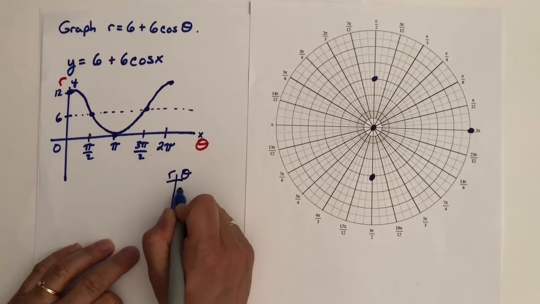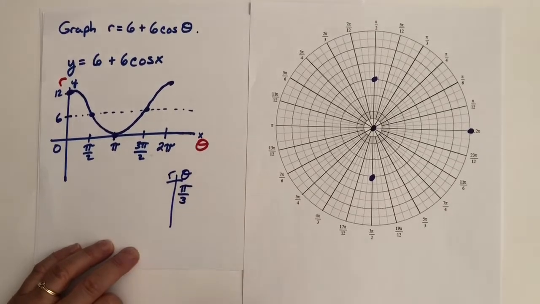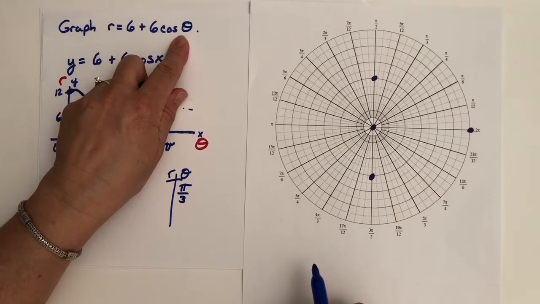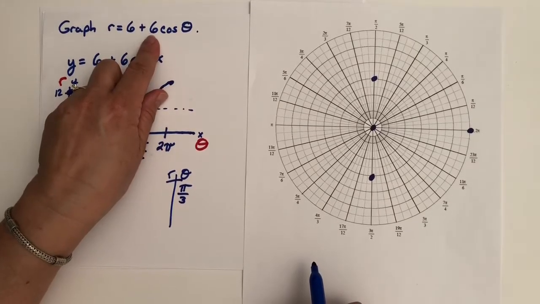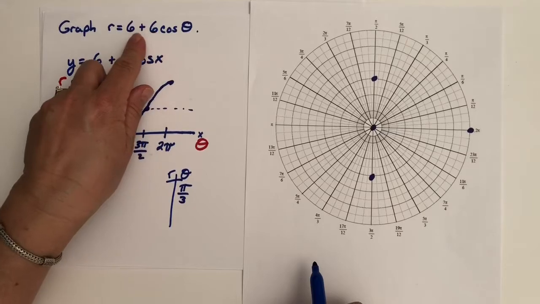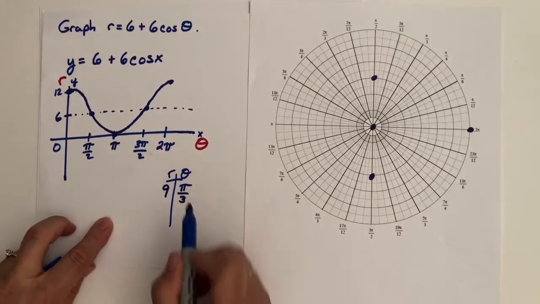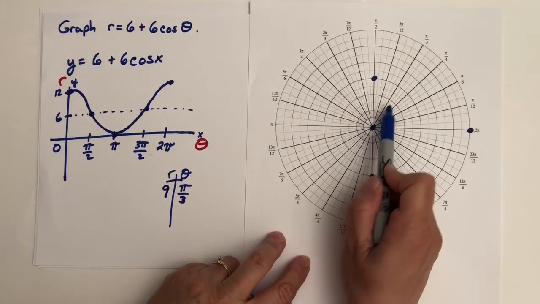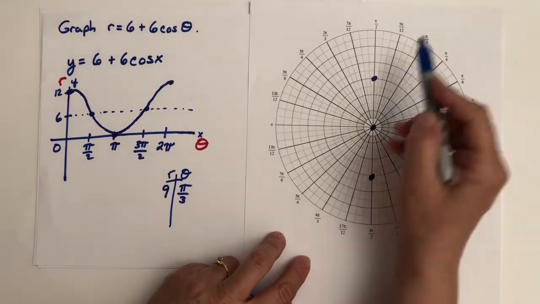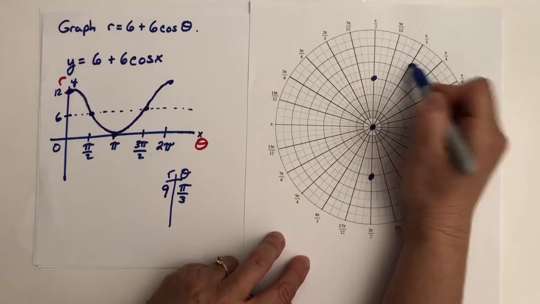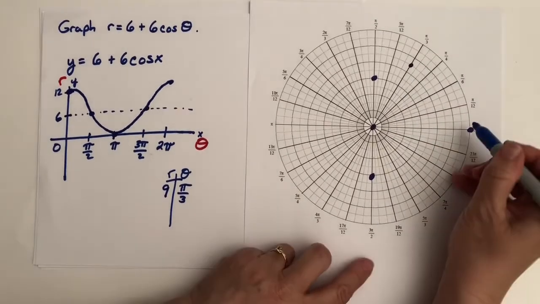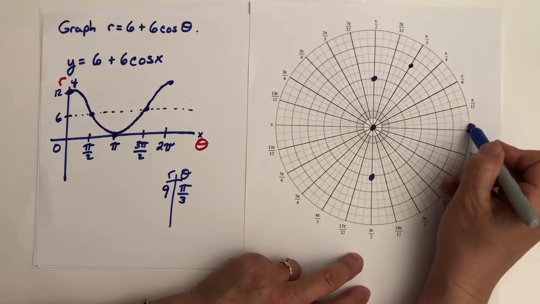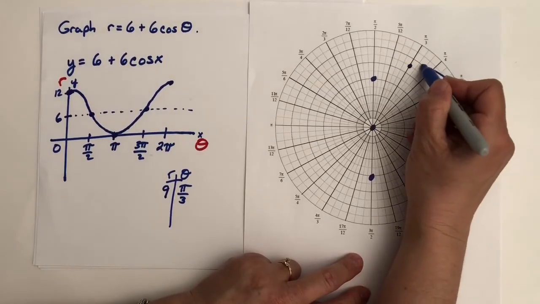So if we look at pi over 3, I'm just plotting that point, r and theta, and I'm putting pi over 3 into my equation right here. Cosine of pi over 3 is a half. A half of 6 is 3, and we have 3 plus 6, which is 9. So I have 9 at pi over 3. So at pi over 3, I'm out at 9: 2, 4, 6, 8, 9. So the graph would look something like this. It's coming around this way.